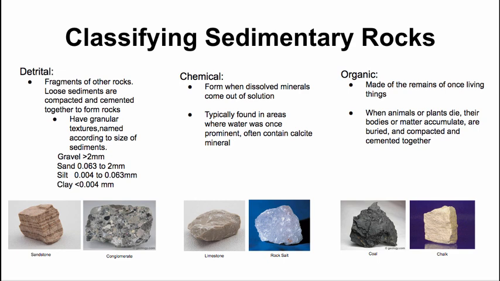So when you look at a detrital rock, you're just trying to see, does it have a grainy texture or can you see pebbles in it? That will give you a good idea of a detrital rock. Chemical and organic rocks are harder to tell apart, but chemical rocks form when dissolved minerals come out of solution, and they're typically found in areas where water was once prominent and often contain the calcite mineral. And then finally, organic are made from the remains of once living things. When the plants or animals die, their bodies are buried and then compacted and cemented together.